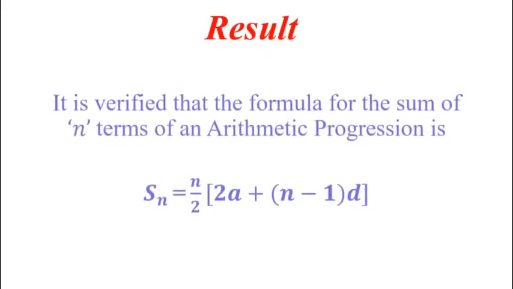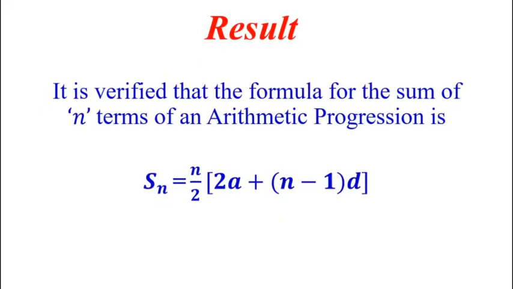So by this activity we got the result. So it is verified that the formula for the sum of n terms of an arithmetic progression is Sn is equal to n by 2 whole into 2a plus n minus 1 into d, where a is the first term and d is the common difference of the AP.